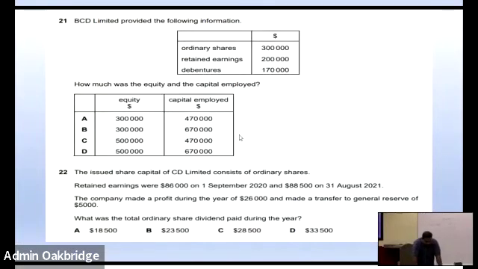How are you going to find this out? Retained earnings was 86,000 at the beginning of the year. End of the year, 88,500. What's the difference? 2,500 is the difference. Correct? So retained earnings is the balance. Okay, now. So 2,500 was the difference.